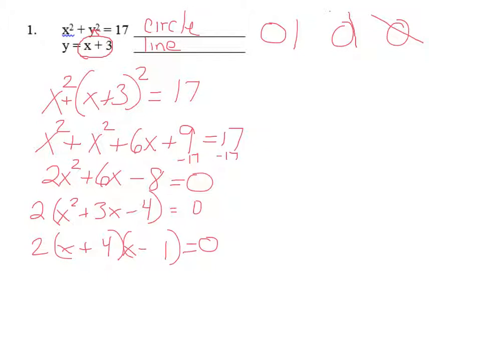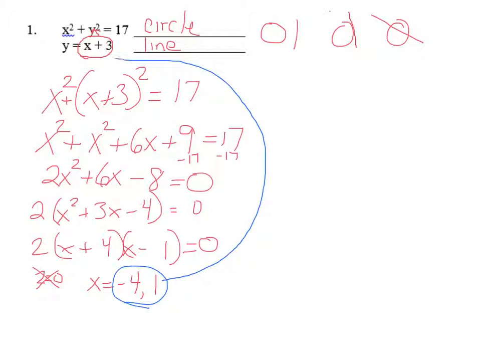Now I could set this 2 equal to 0, but if there's not a variable with it, that really doesn't do anything. 2 doesn't equal 0. I'm not getting any. It needs to have a variable with it for it to create an answer. So then what I'm going to end up with is x equals negative 4 and x equals positive 1. Now that's not an ordered pair, those are both x values. So now I take those two and plug them back up here where that substitution was going on.